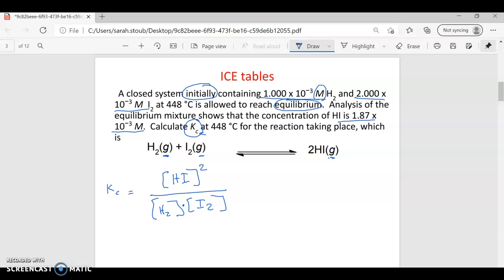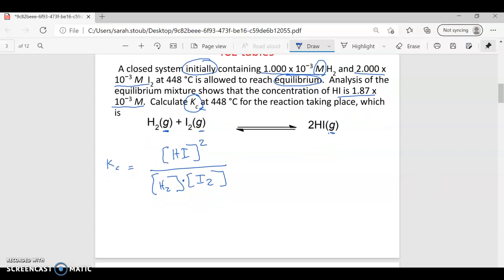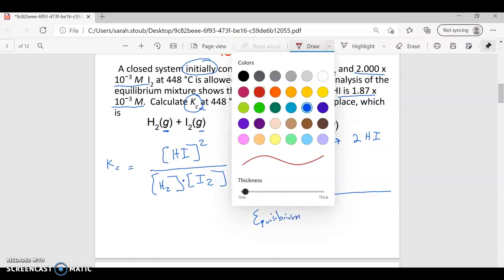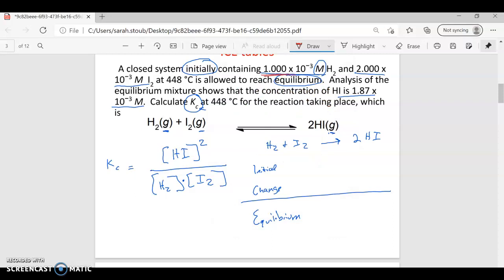So now the fact that it says initially and containing and all that kind of stuff, I know I've got to do things a little bit different here. I want to set up myself an ICE table. And in an ICE table, I've got the reactants making the products. And what the ICE table stands for is initial, change, and equilibrium. So I'm going to be putting in the numbers that I have at each of those spots. Because remember it says initially I've got this much H2. 1.000, that's a lot of sig figs. It's 10 to the negative 3. I'm going to fix this a little bit.